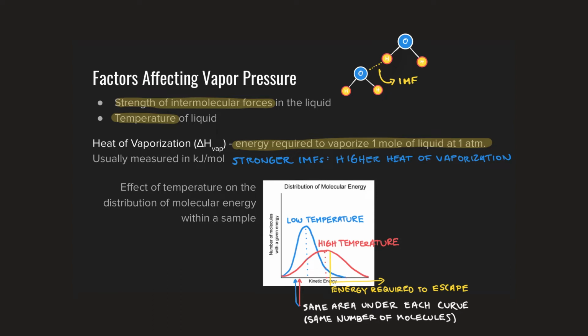And if I just draw a little line along my graph here showing the amount of energy required to escape from the liquid phase, you see that at higher temperatures, a higher portion of those molecules have enough kinetic energy to escape, and therefore we would expect to see more of those particles entering into the gas phase, generating a higher vapor pressure at higher temperatures. So long story short, weaker intermolecular forces mean higher vapor pressures, and higher temperatures mean higher vapor pressures. Let's move on to our next slide.